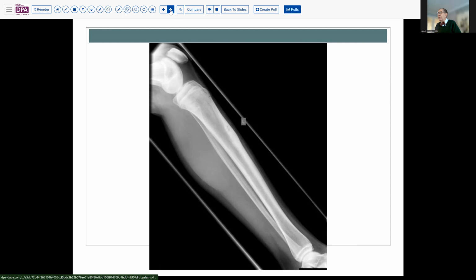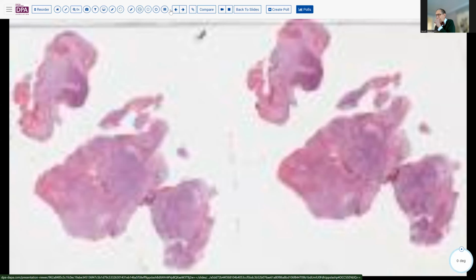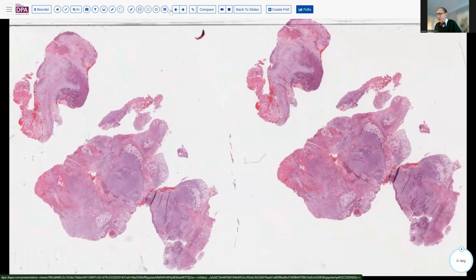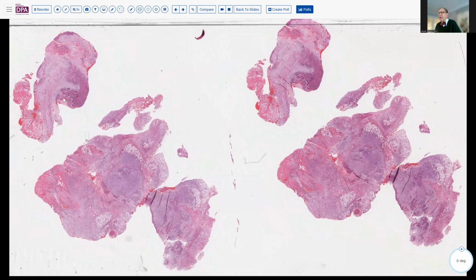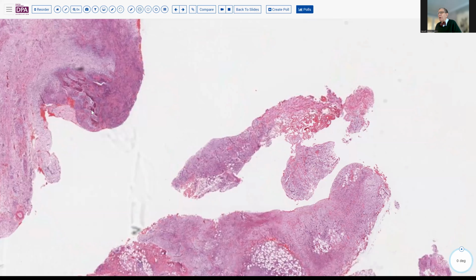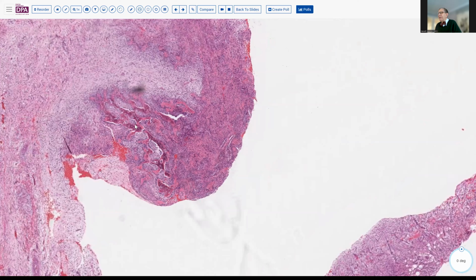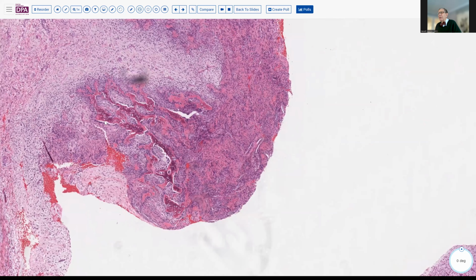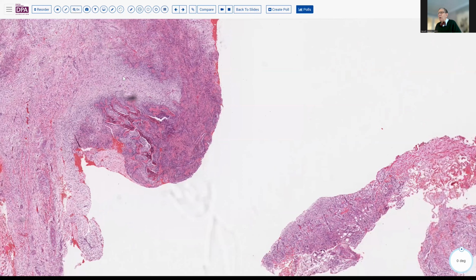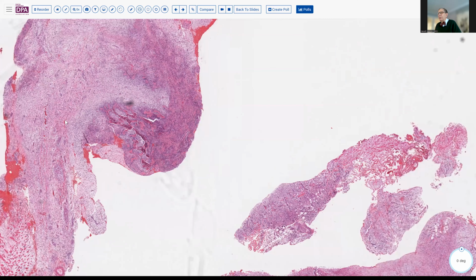Okay, well, let's go on to another entity. This was a soft tissue lesion. It's important to know that because we see in this lesion there are areas of bone formation. So this was separate from any bone, and that helps us to define this lesion as not a primarily bone-derived lesion.